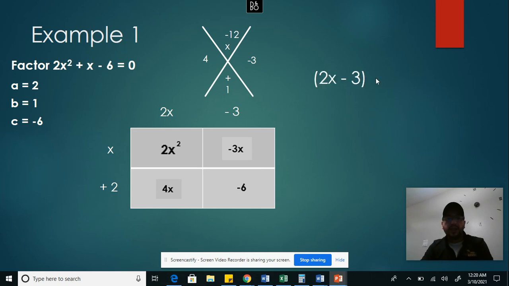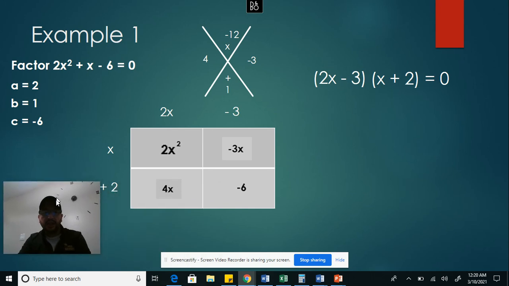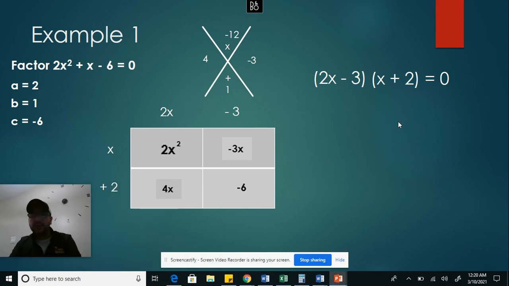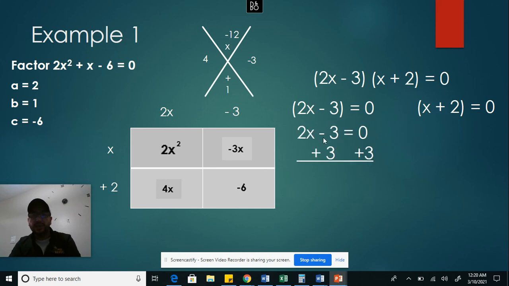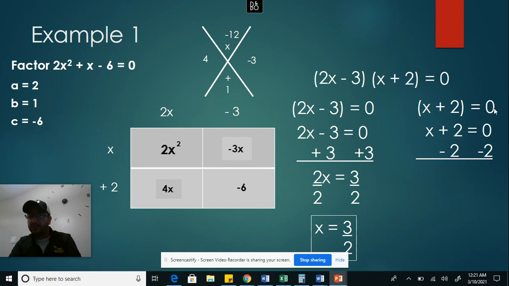Now, with these factors, I'm going to split it into equations, okay? I'm going to split these two in two equations and solve each equation. So add 3. So we're going to have 2x equals 3, and then divide by 2. So x equals 3 halves. On the other side, I'm going to have x plus 2 equals 0, so subtract 2 from both sides, x equals negative 2. And those two will be the solutions for this equation, okay?